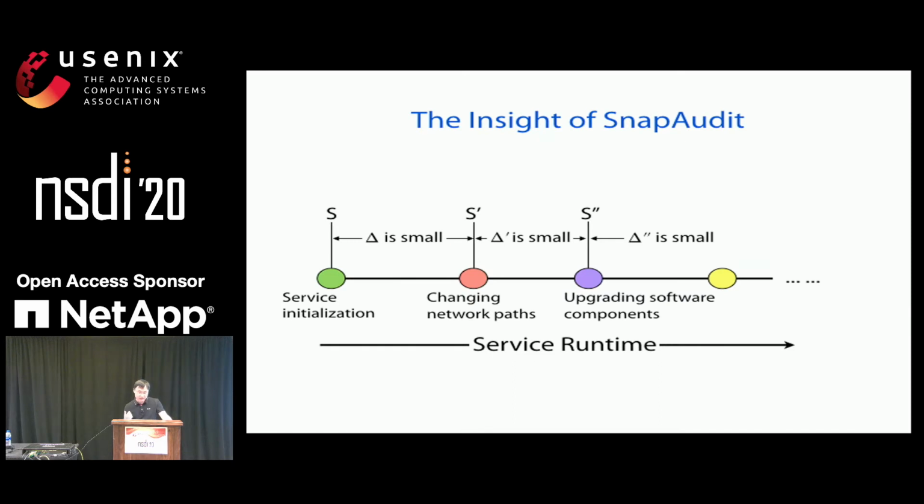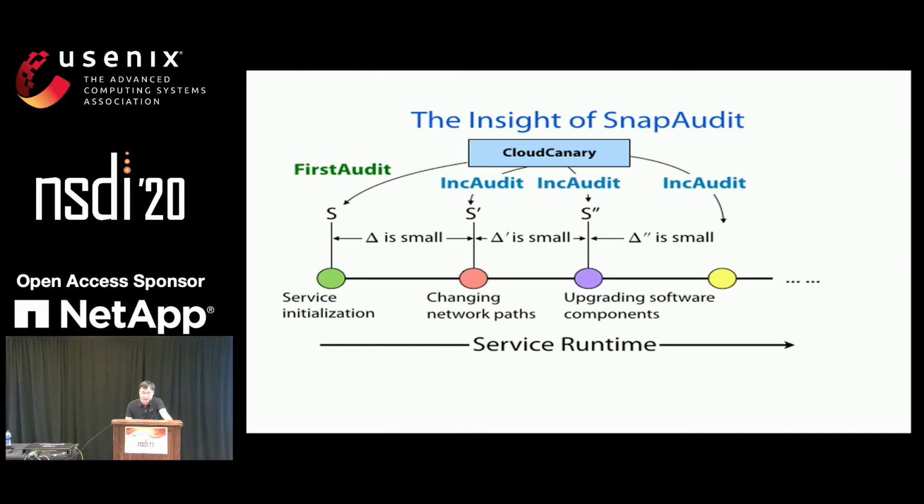The key insight of the SnapAudit design is that service updates typically only affect a small part of the service stack, which has been demonstrated by a lot of existing reports from cloud providers. This means the delta between different service snapshots in the service runtime should be very small. Based on this insight, we designed the SnapAudit primitive. SnapAudit first does some bootstrapping at service initialization, and then audits the delta of each following snapshot by incremental auditing algorithms rather than auditing the entire fault graph from scratch.